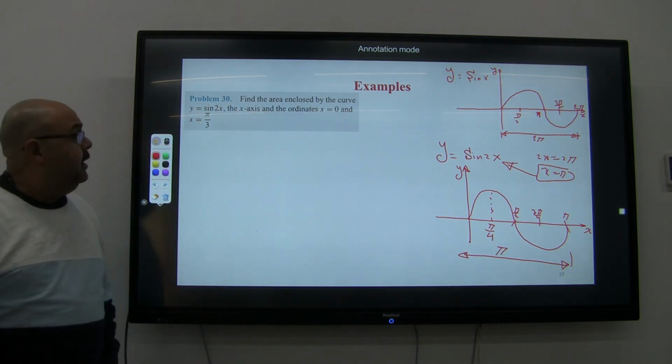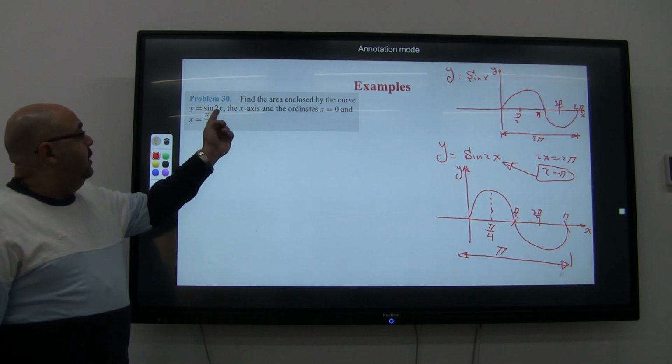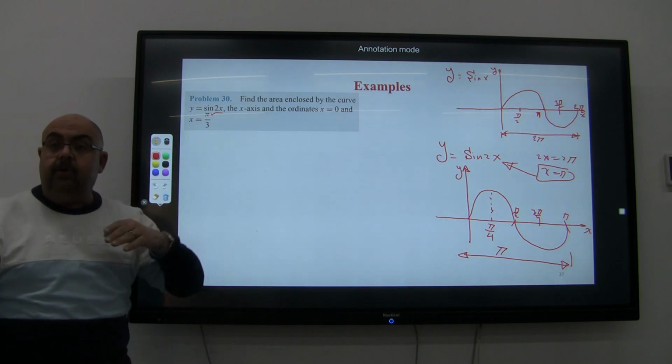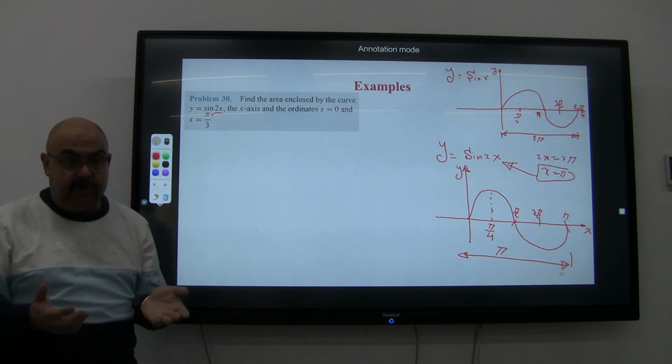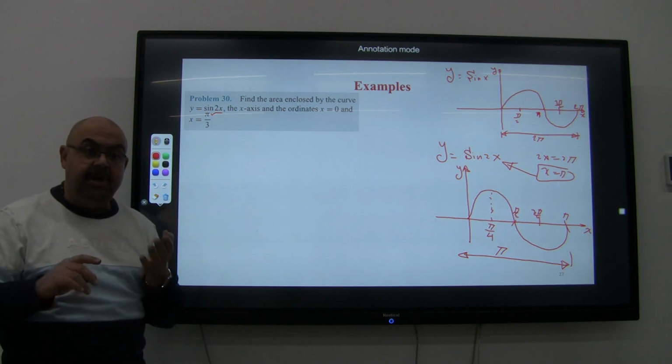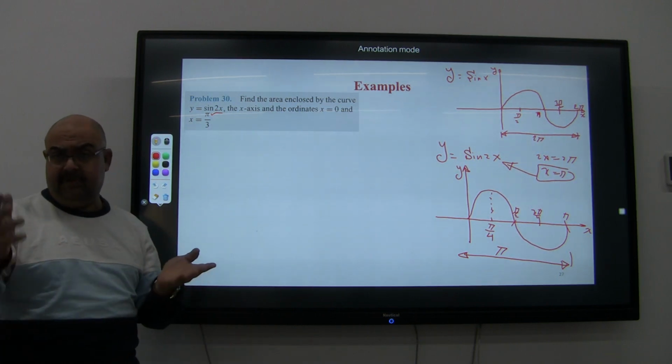So actually, manipulating the angle by numbers is going to affect the main period of your trigonometric function. Either sine, cosine, whatever.